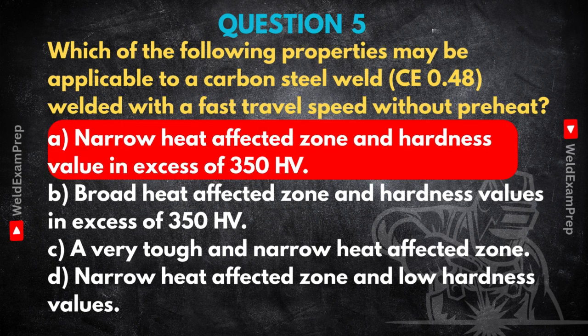Right, let's break that down. Why that combination? Start with the CE value. CE 0.48. That tells you the steel has a relatively high carbon and/or alloy content. It's got higher hardenability. That means it's more likely to form hard, brittle structures if it cools down quickly. More prone to getting hard.